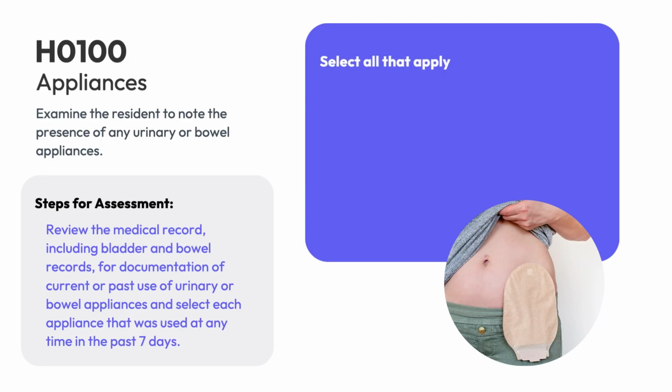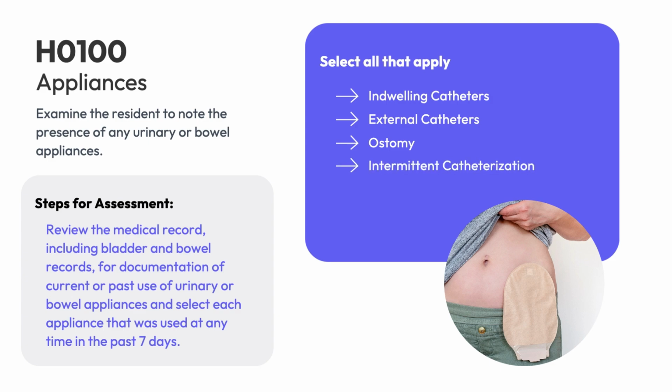These include indwelling catheters, including suprapubic catheters and nephrostomy tubes, external catheters such as female external catheters, condom catheters, external urinary pouches, and other non-invasive urine output management devices. Ostomies, including urostomy, ileostomy, and colostomy. Intermittent catheterization, which includes self-catheterizations that are performed by the resident in the facility, and none of the above.